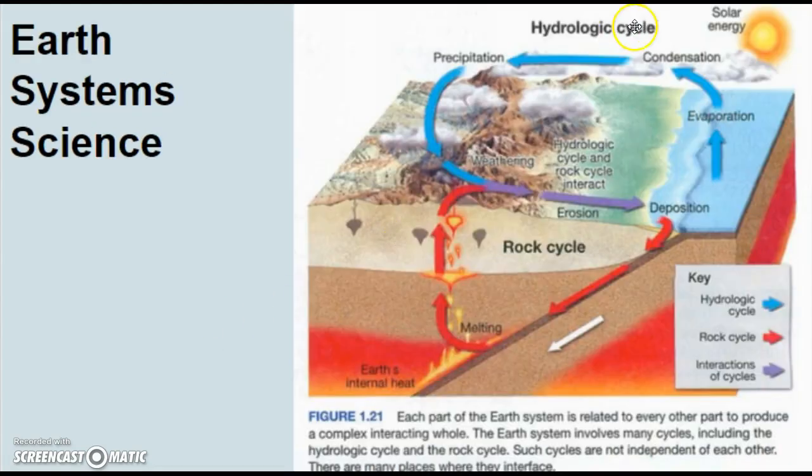Earth system science: how do we separate or merge processes together? The hydrologic cycle and the rock cycle are an example. When we study the hydrologic cycle, we'll study it individually. We'll study the rock cycle. And then we'll determine how the interplay of the two works, because they're actually working simultaneously together.